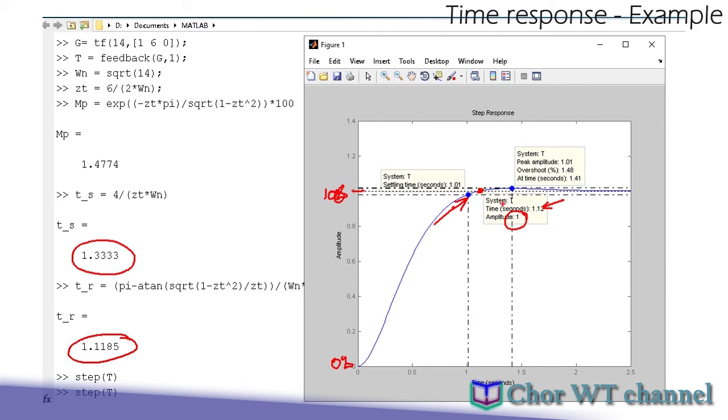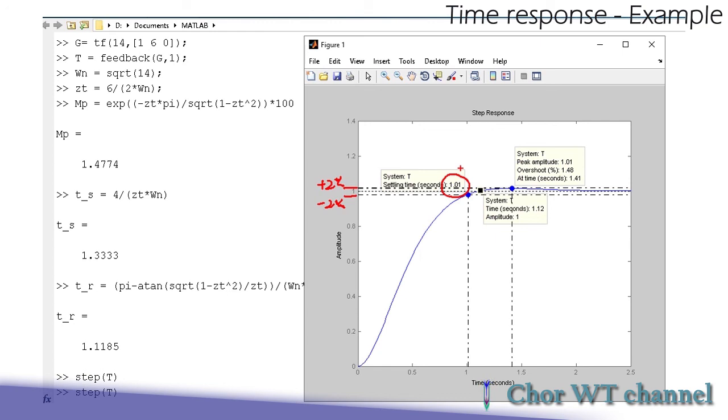Why is MATLAB detecting the settling time as 1.01 seconds? Simply because MATLAB reads the settling time from the band of minus 2% and plus 2%. The first entry into this region is the point that gives you the settling time, which is why MATLAB detects the settling time as early as 1.01 seconds. So that will be all my sharing for this example.